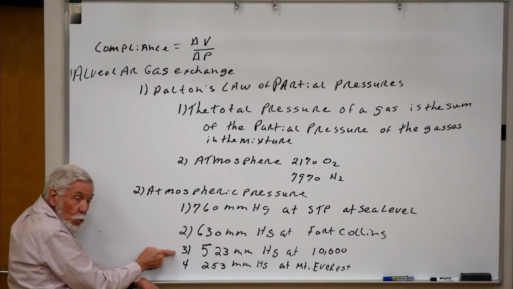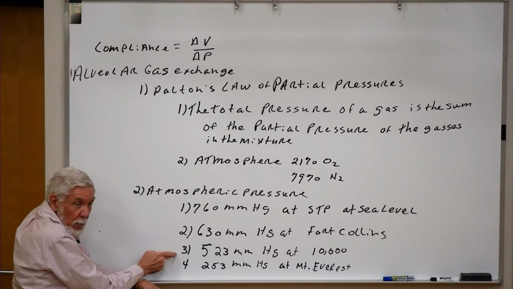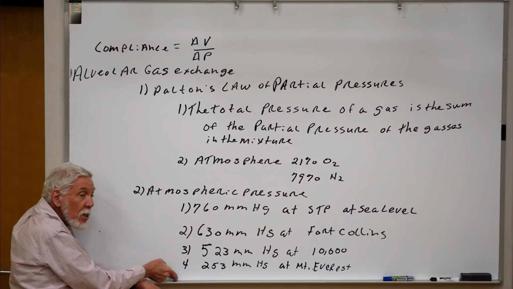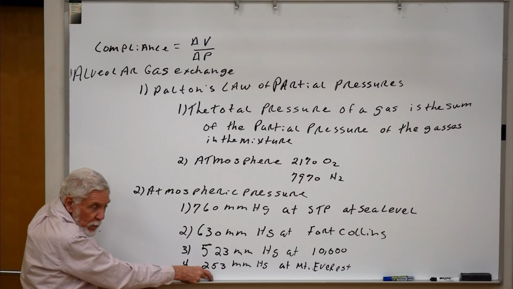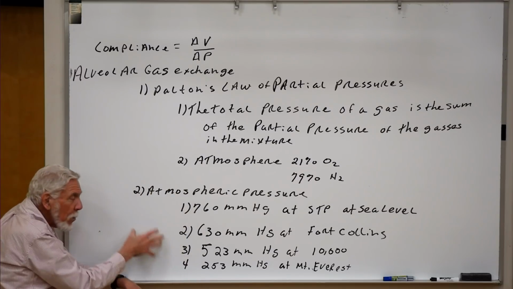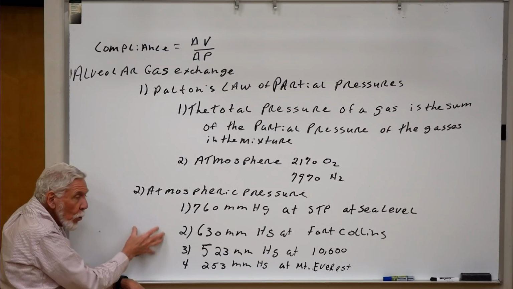If we reach an altitude where we're sitting in this room, a little over 5,000 feet, about 1,500 meters, at that point, the air above us can only force this column of mercury up about 630 millimeters. By the time we get to tree line of about 10 or 11,000 feet, we're down to 523 millimeters of mercury. And by the time we're standing on top of Mount Everest, the few people who do, we're down to 253 millimeters of mercury.